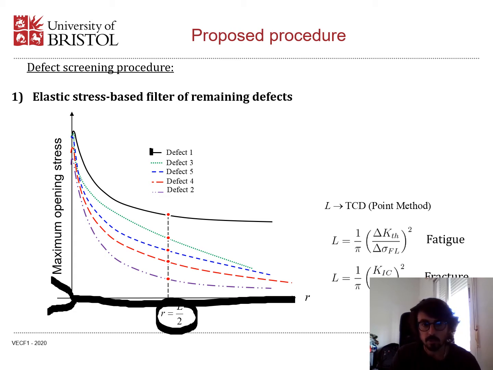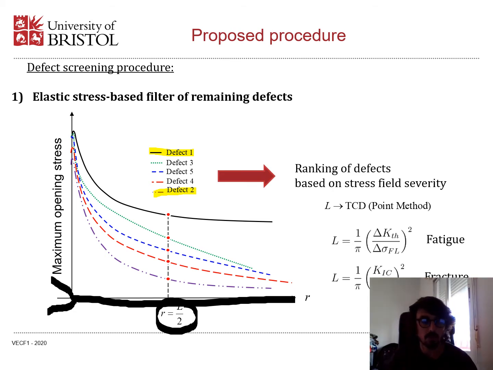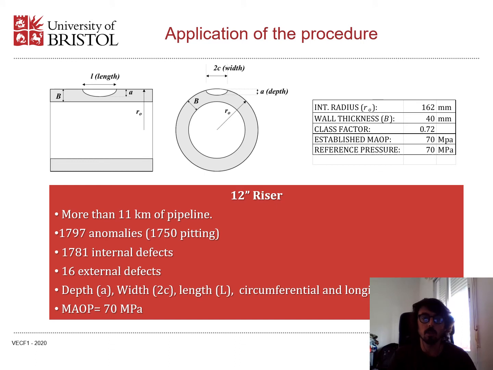And then for this case, there was not a nice choice for a marker. So defect 1 and defect 2 are the most severe and the least severe defects respectively. Once you do that, we can say that we have been able to rank defects based on stress field. Okay, so what we will do next is perform a real case study of a 12-inch riser. This data was provided by BP.